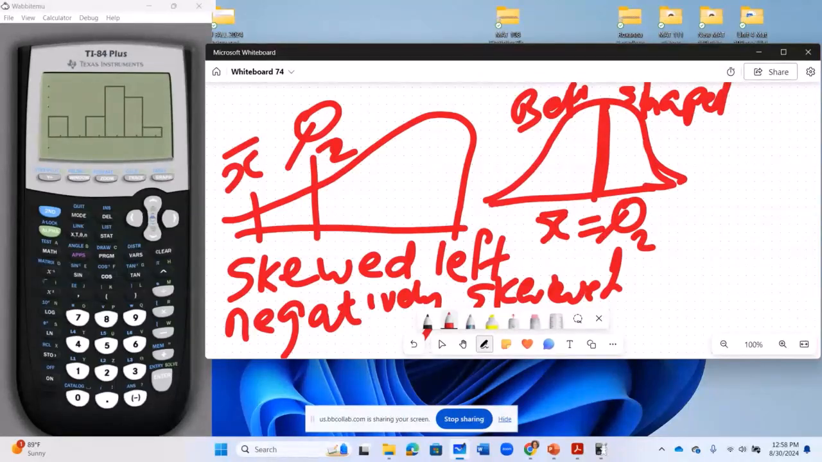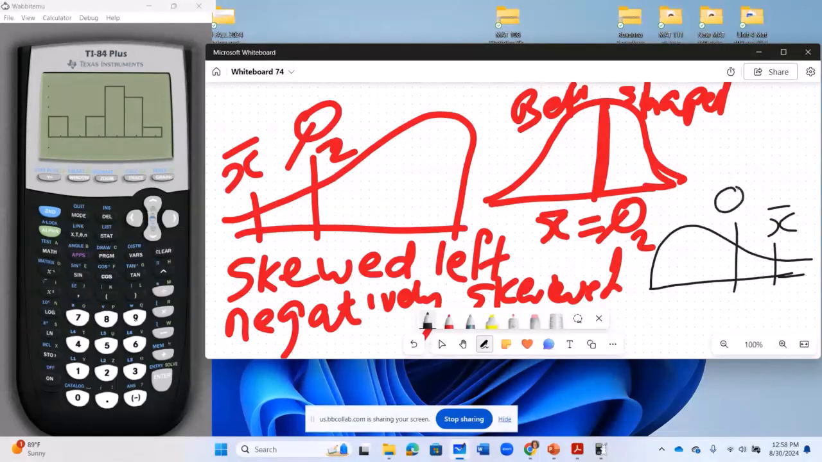Alternatively, if you superimpose a density curve on a histogram and the data is skewed right, then the mean X bar is greater than the median. The mode is never changed with outliers. Outliers don't really affect the mode that way.